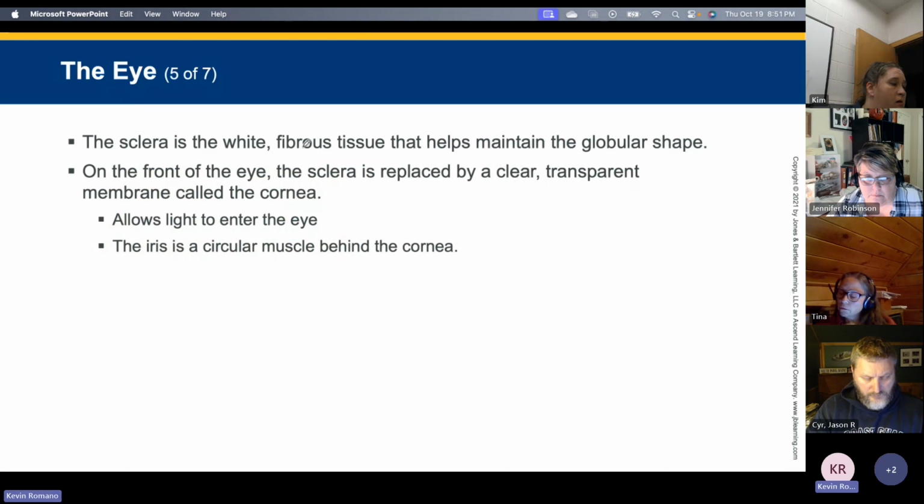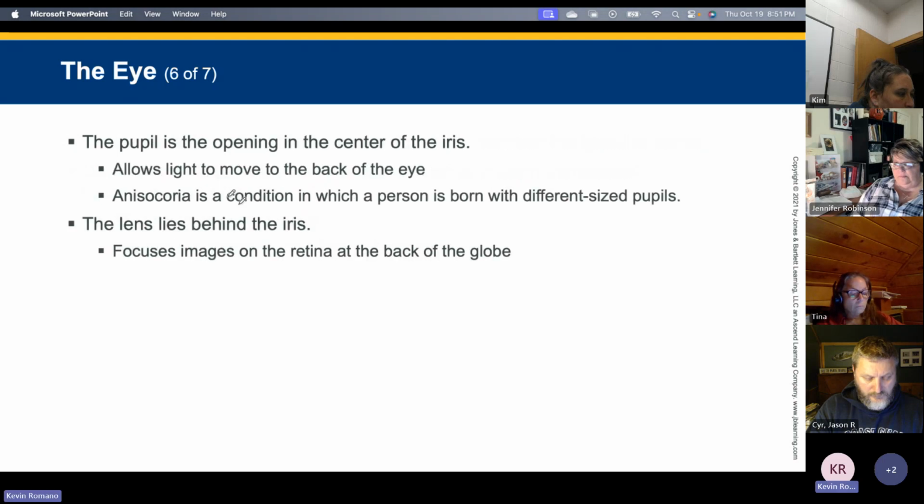The sclera is the white fibrous tissue that helps maintain the globular shape. On the front of the eye, the sclera is replaced by a clear, transparent membrane called the cornea, which allows light to enter the eye. The iris is a circular muscle behind the cornea. The pupil is the opening to the center of the iris, which allows light to move to the back of the eye.